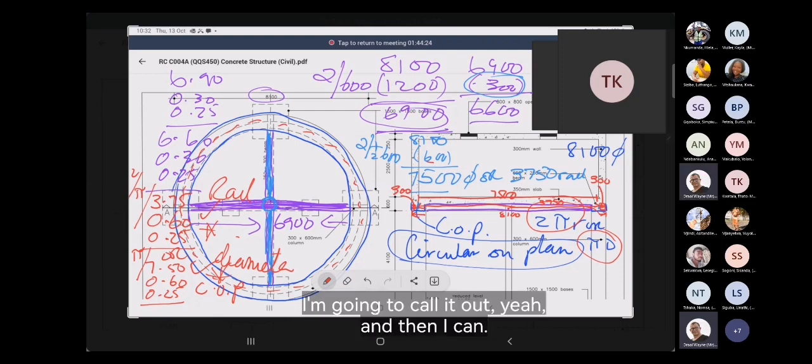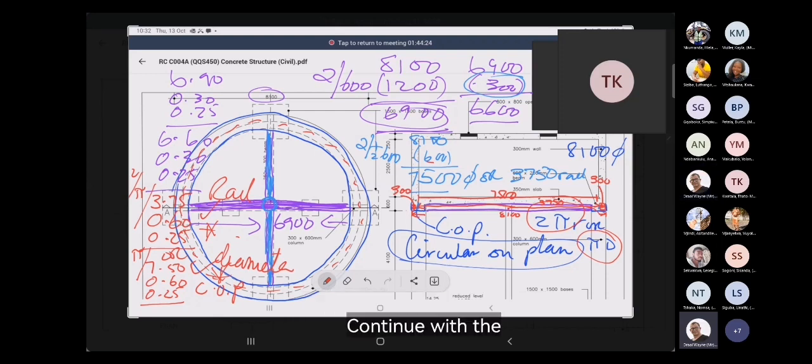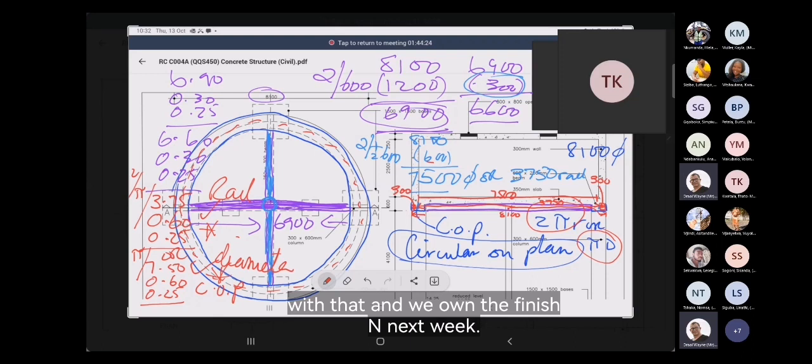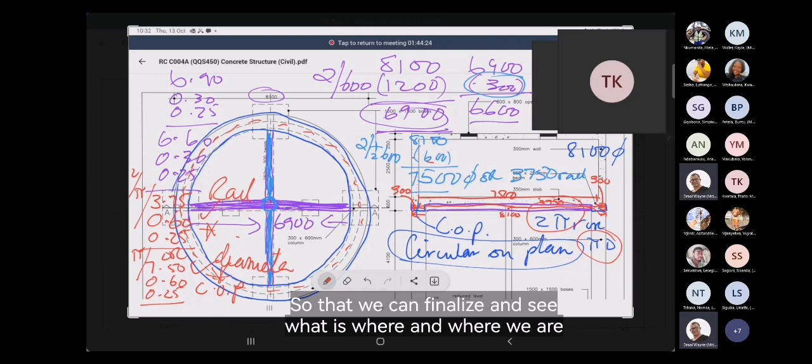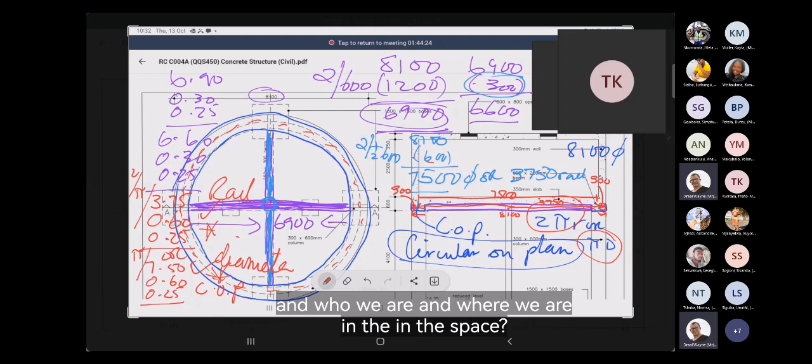I think I'm going to call it halt here, and then I can continue with it, and I'm going to finish off next week, so that we can finalize and see what is where and where we are in the space.